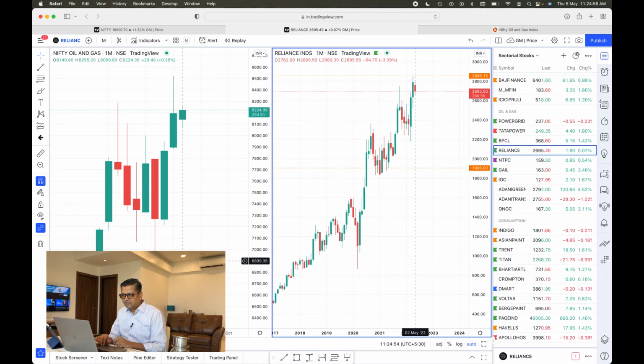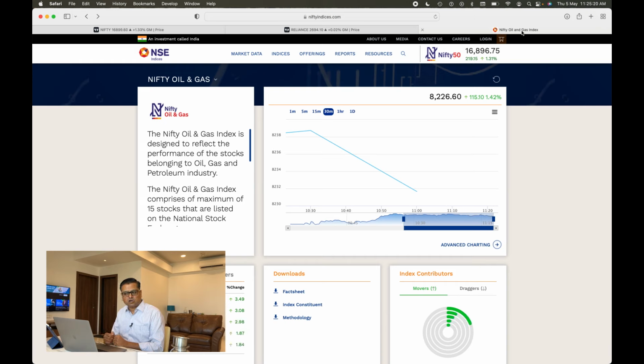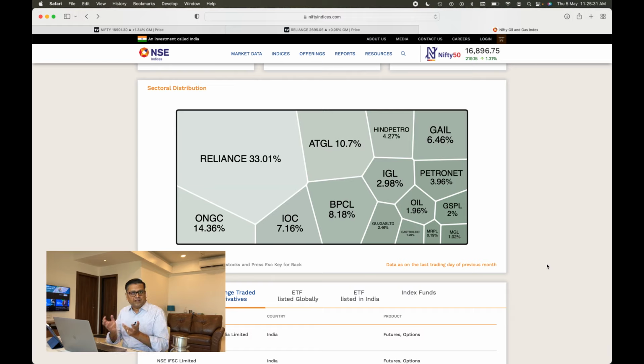Similarly, Reliance Industries is right now at a 52-week high level, just like this index, which is outperforming Nifty by a huge margin. Reliance Industries is the top constituent of this index. You can go to the NSE website, or there is a specific website called niftyindices.com, where you will get sectorial indices. If you scroll through the sectorial indices, you will see the weightage of individual stocks which are part of the oil and gas index.